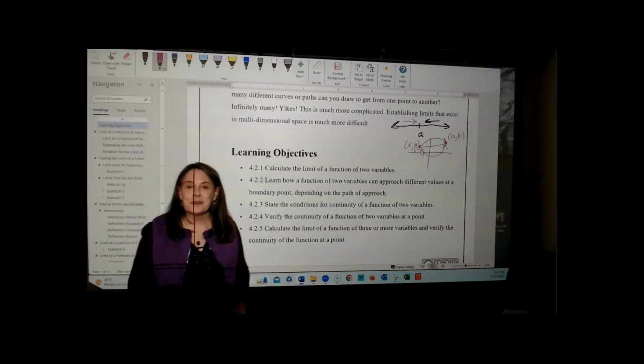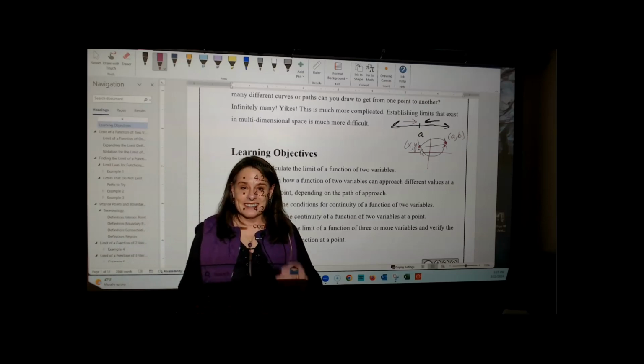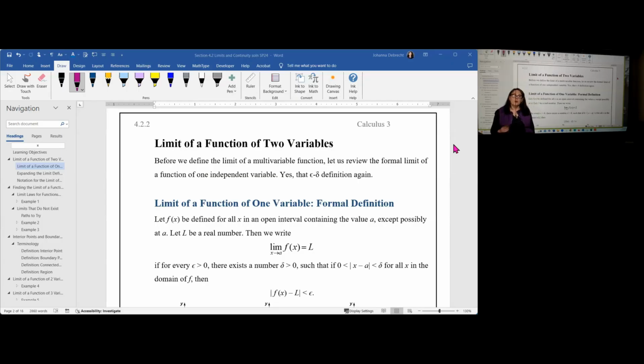Let me share my screen with you and we'll get started. We're going to start with the limit of a function of two variables. Towards the end, we'll extend this to a function of three variables or perhaps more independent variables.